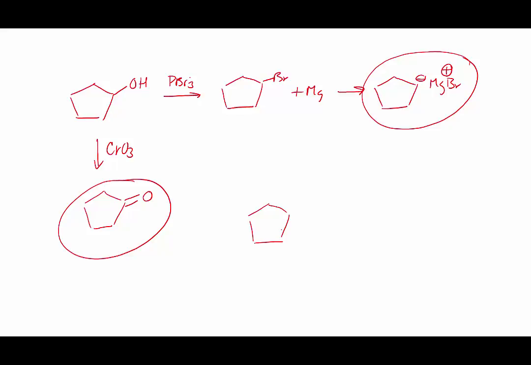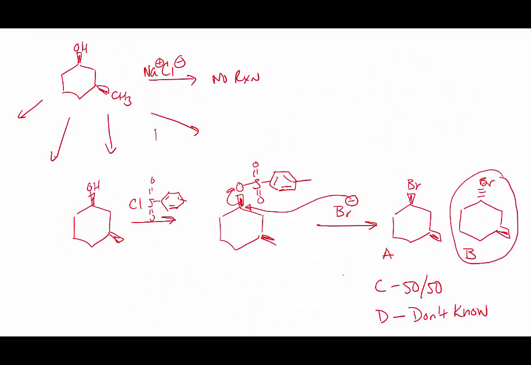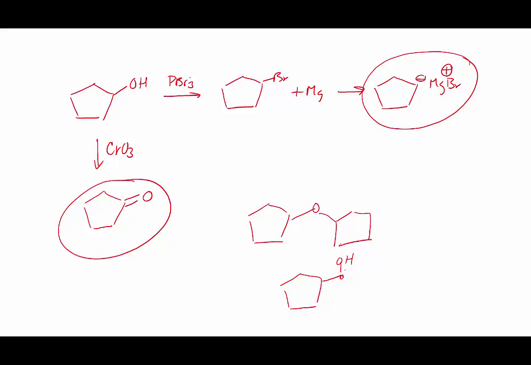So what do you want? You want a ring, an O, and a ring? Yeah. Makes an alcohol. Okay, so ring, OH. And then what's attached to the OH? So what needs to go here? The other ring?